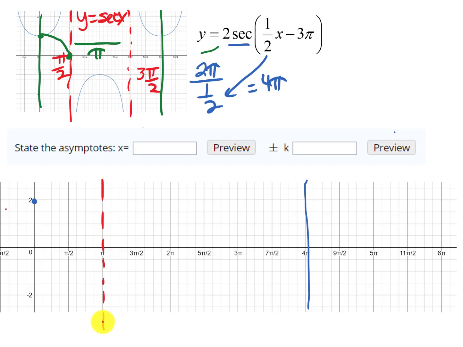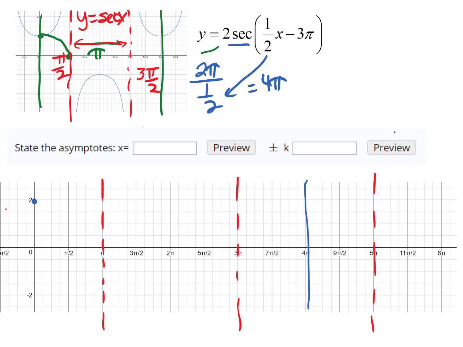Now that's without the phase shift. And then the asymptotes would be half of a period apart, because in our normal secant graph it was 2 pi for the period, and we saw these asymptotes are half of that, or pi apart. So our asymptotes are going to be 2 pi apart. So there would be another asymptote over here at 3 pi, which is 2 pi away, and then another one over here at 5 pi, and they would keep going every 2 pi apart.